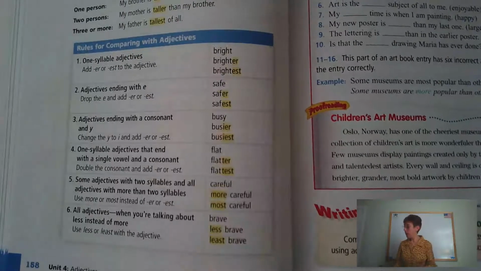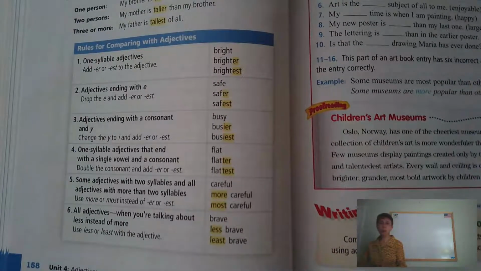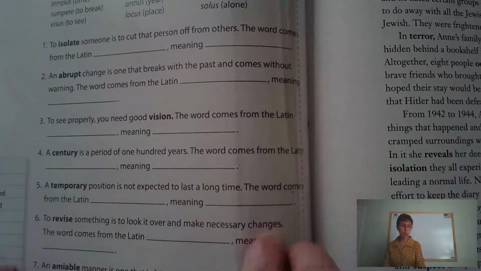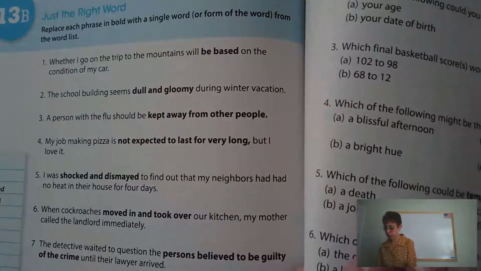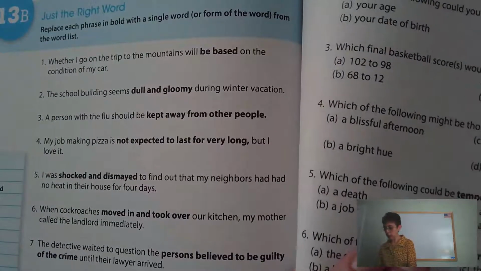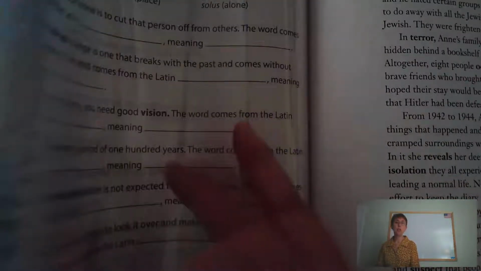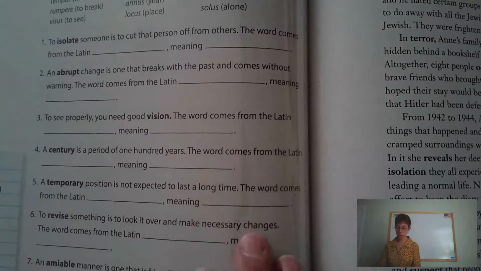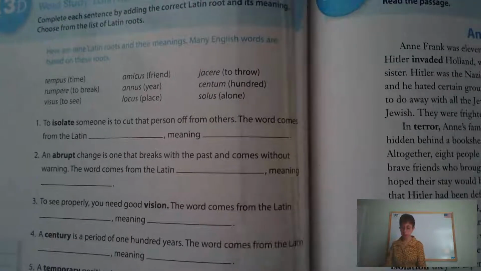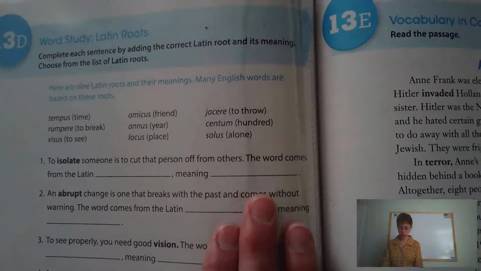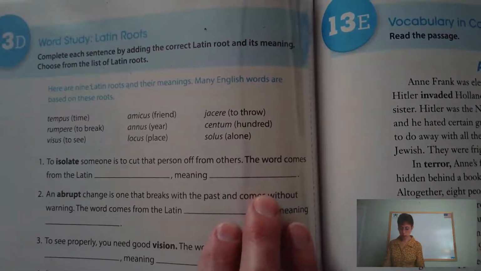Then today you also have Wordly Wise. You have sections 13C and 13D. 13C is circling the letter or letters next to the correct answer. You have questions about your vocabulary words. You may have more than one correct answer for each. But I would like us to take a look right now at 13D, which is a word study.